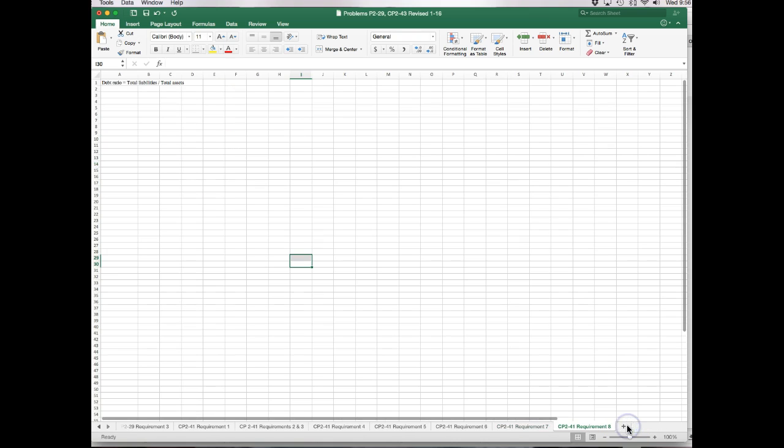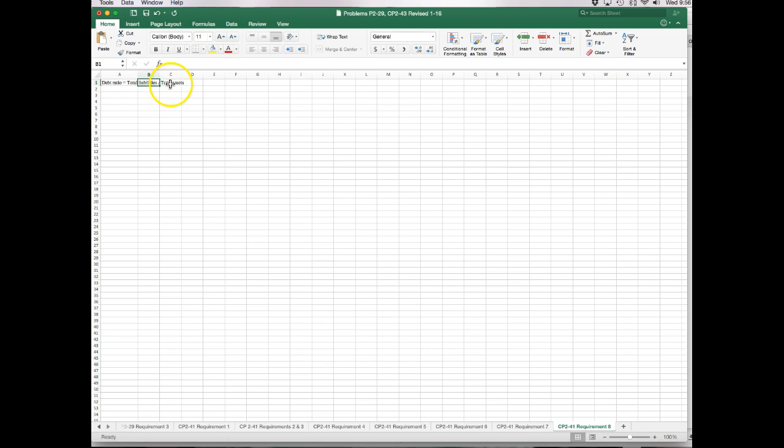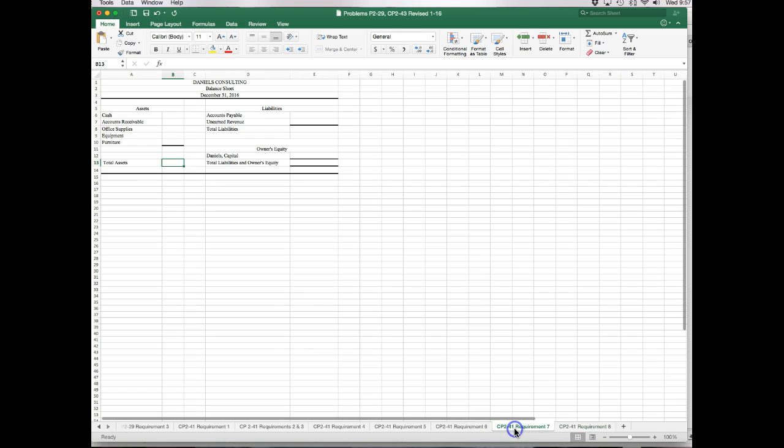And then the final requirement is to do a debt ratio. In order to calculate this, all you have to do is take your total liabilities and divide that by your total assets. So you go back and you take a look, what was the dollar amount of total liabilities? Divide that by the total amount of assets, and you get that from looking at your balance sheet.